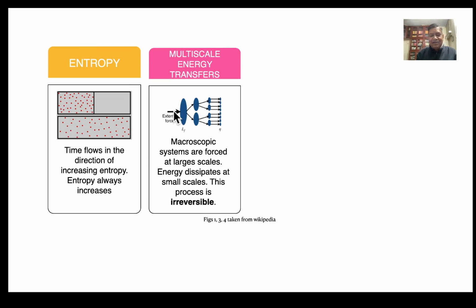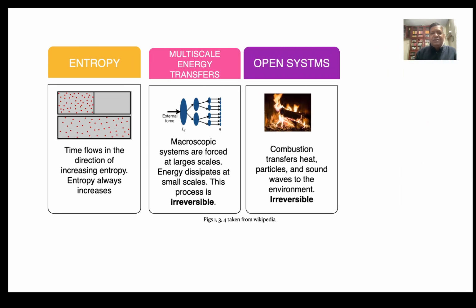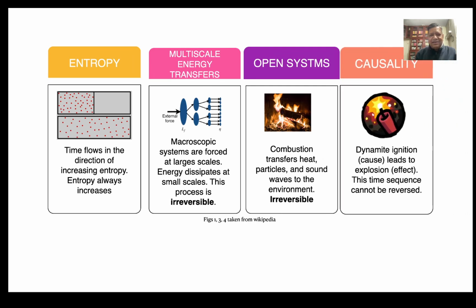We can make this phenomenon more general or more complicated by including the effect of environment in a more general way. For example, a combusting gas, or here the coal is burning, and this system is interacting with the environment, and this gas is transferring heat, particles, sound waves to the environment, and this is not reversible. We can't bring back the sound waves or the particles. It's an open system, and most of the world is this. Most systems in the world are not isolated, including the human body, which is interacting with the environment.